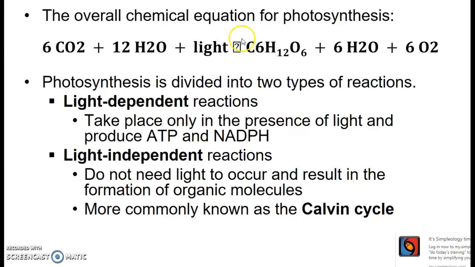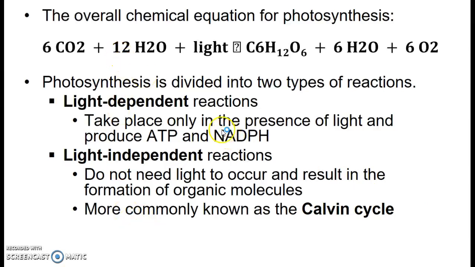So the overall chemical equation that you may be used to seeing for photosynthesis is this one. This question mark should actually be an arrow pointing in this direction. And so the reactants are carbon dioxide, water, and light energy. And then the products are glucose, water, and oxygen. And so photosynthesis is divided into two major parts. The first part is the light-dependent reactions. The second part is the light-independent or dark reactions, also known as the Calvin cycle.